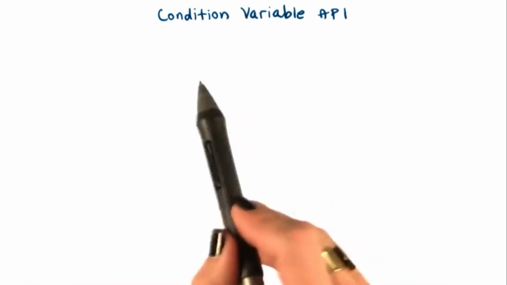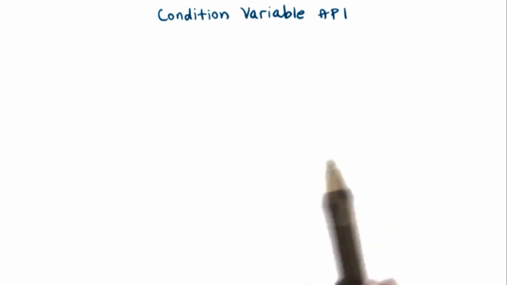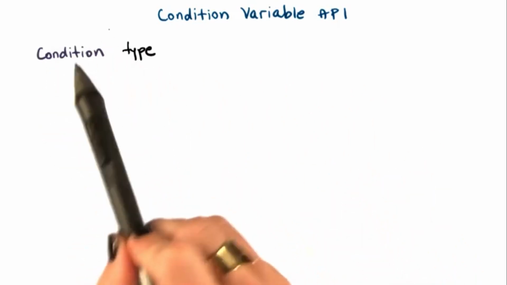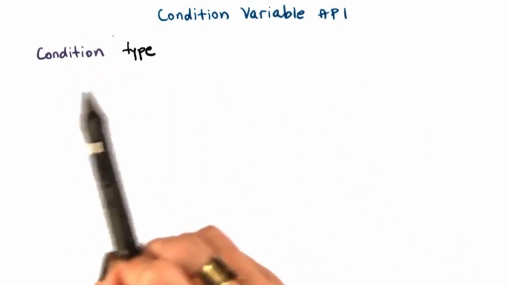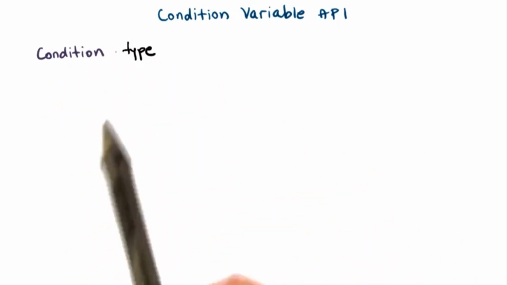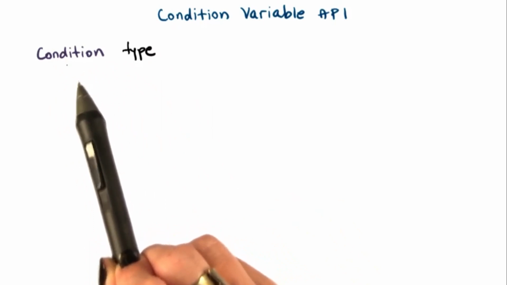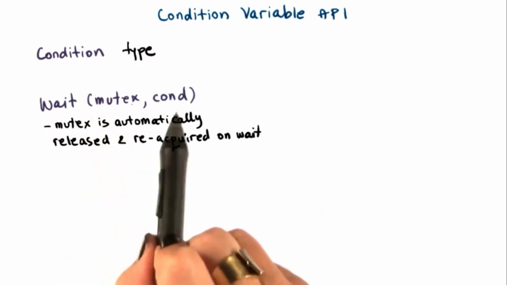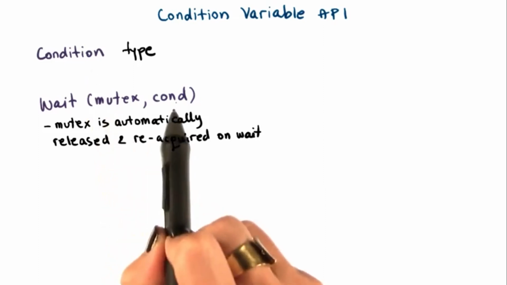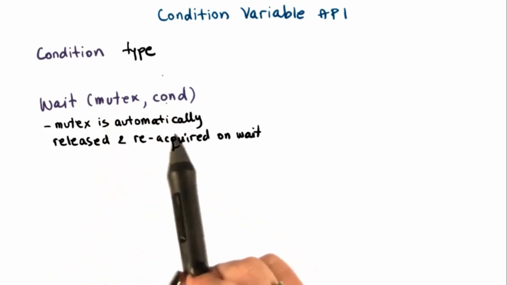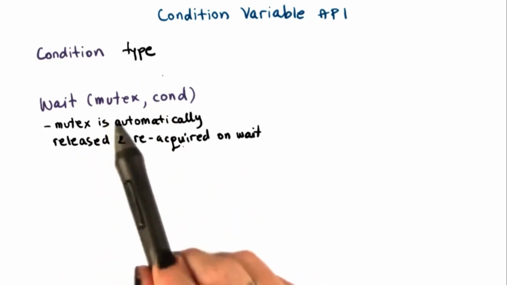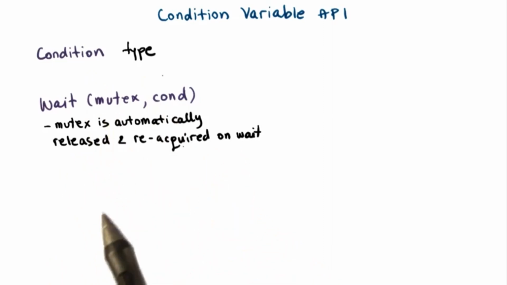To summarize, a common condition variable API will look as follows. First, we must be able to create these data structures that correspond to the condition variable. So there must be some type that corresponds to condition variables. Then there is the wait construct that takes as arguments the mutex and the condition variable, where the mutex is automatically released and reacquired if we have to wait for this condition to occur.